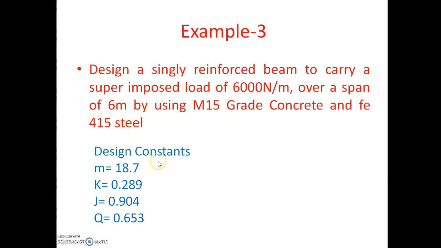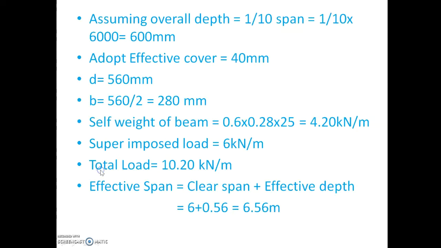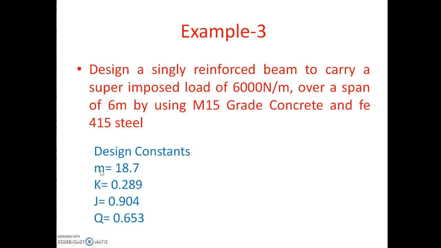First of all, we have to calculate the design constants, that is modular ratio m is equal to 280 by 3 sigma cbc. In this case, M15 grade concrete is used, so we have to use the sigma cbc value of M15 grade and substitute the values. We will get modular ratio m is equal to 18.7.